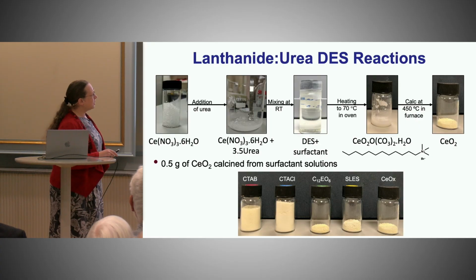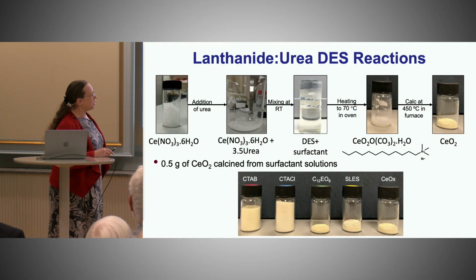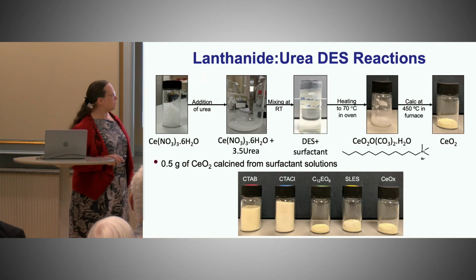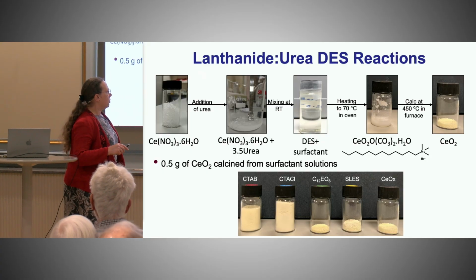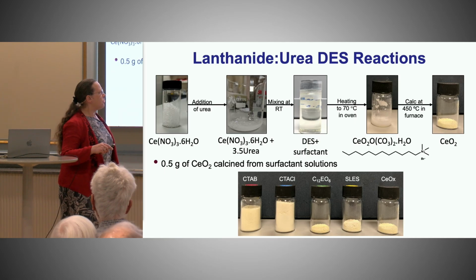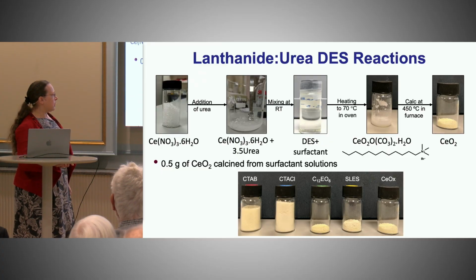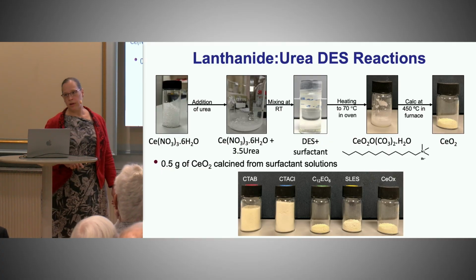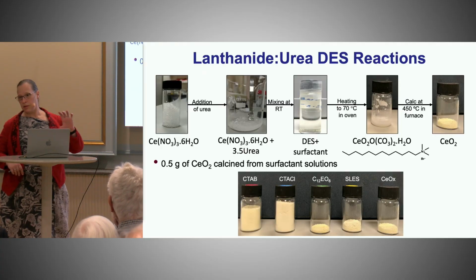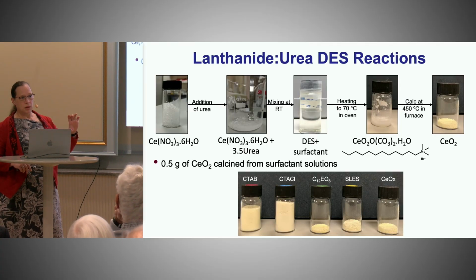Now, fortunately, she was smart enough to think that something had actually happened here that had precipitated this cerium oxycarbonate species, because this whole solvent here is basically cerium nitrate with urea, and when you heat at 70, the urea starts to decompose and creates carbon dioxide and ammonia, which allowed it to react. And she calcined that and found that she got cerium oxide. And she had these different surfactant solutions, and you can see this is all 0.5 of a gram, but there's very different amounts in each of those vials, indicating that some of them must be quite porous.